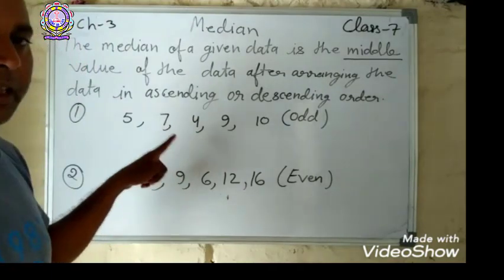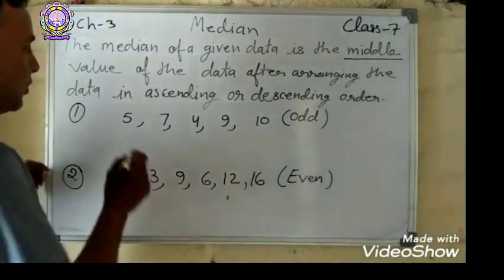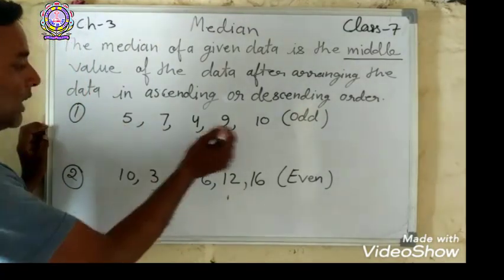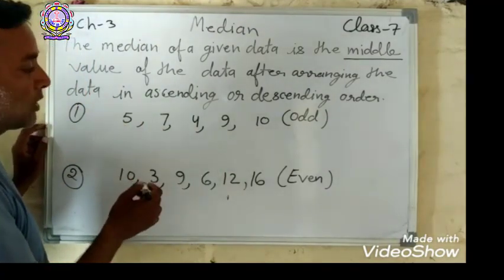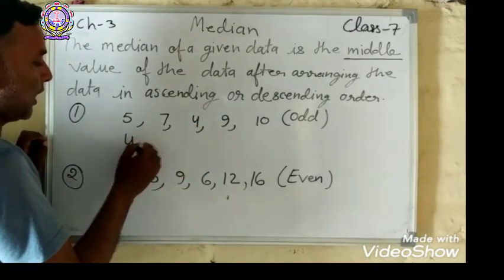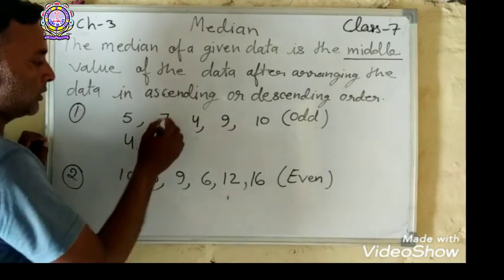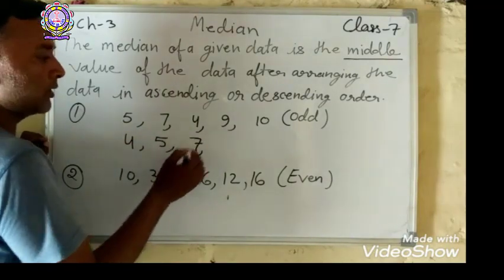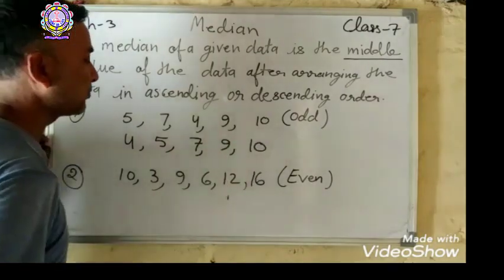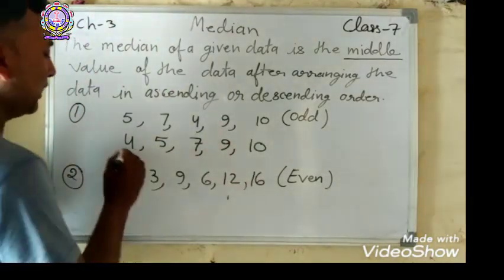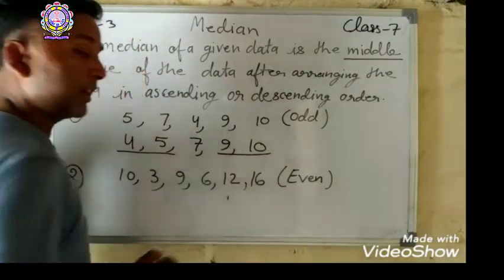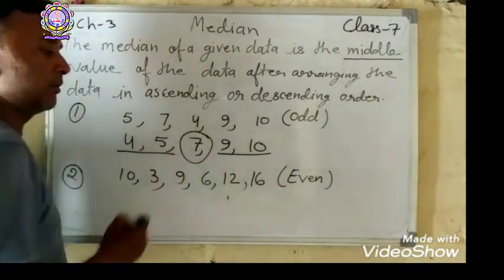First, you change to ascending order. Ascending order or descending order, no problem. So check for ascending order. Which is the smallest value? That is 4. After 4, that is 5. After 5, this is 7. And after 7 is 9. And after 9, that is 10. So what are you observing here? 2 observations on this side and 2 observations on that side. So what is the median?